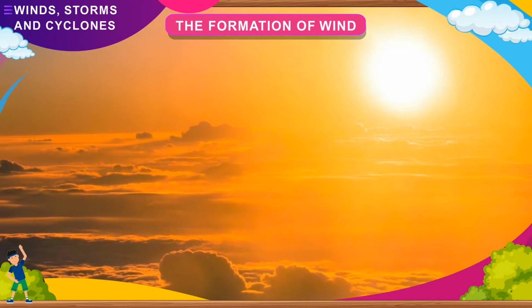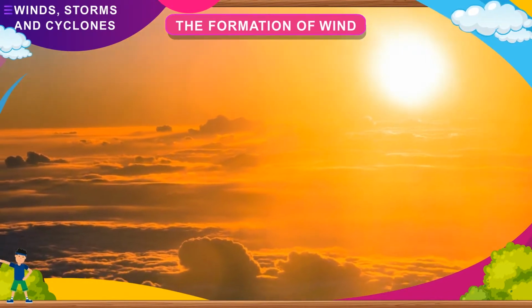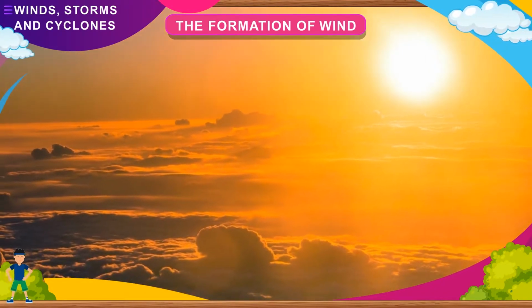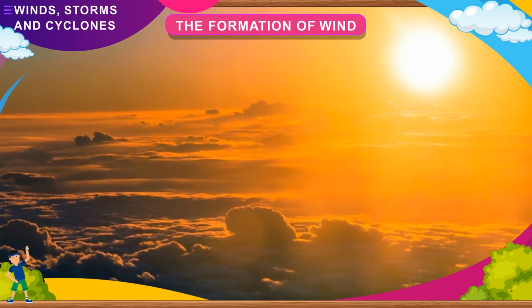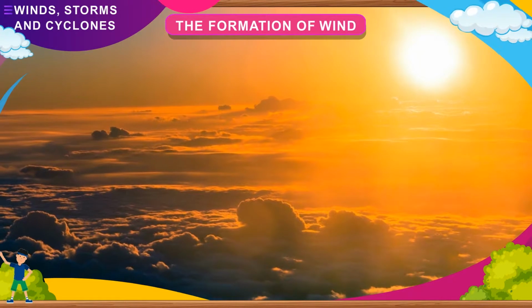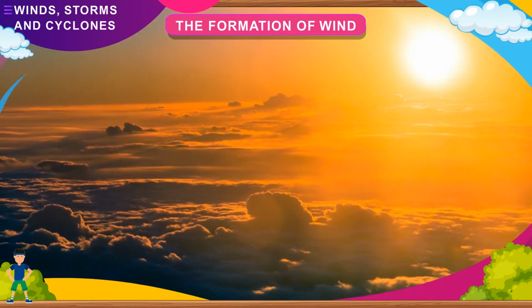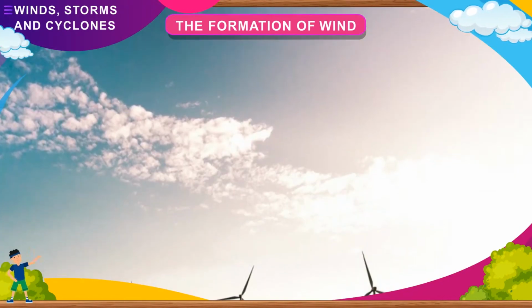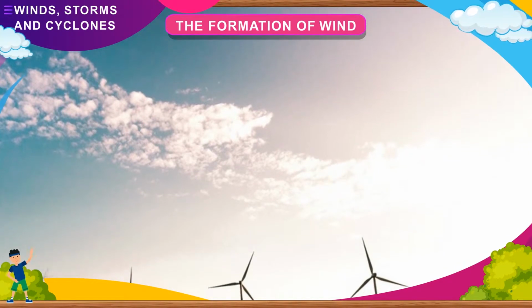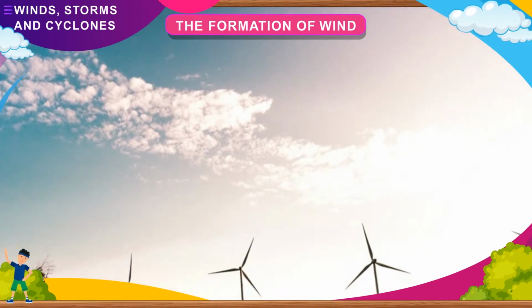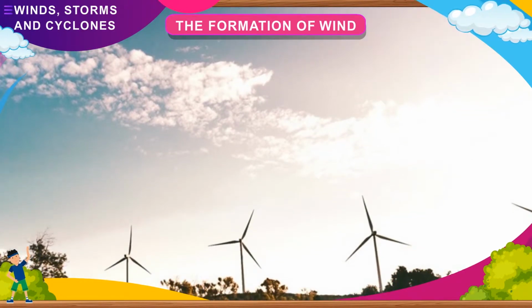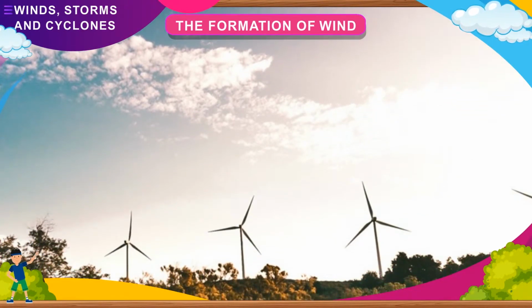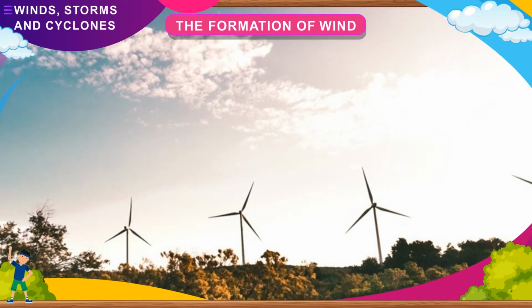The formation of wind. The main reason behind the formation of wind is the heat of the sun. When the sun heats the different parts of the earth and the heat is unevenly distributed, then wind is caused. Heat expands air on heating and makes it lighter. This light air rises up. The cool heavy air rushes to take its position. This moving air is what we call wind.